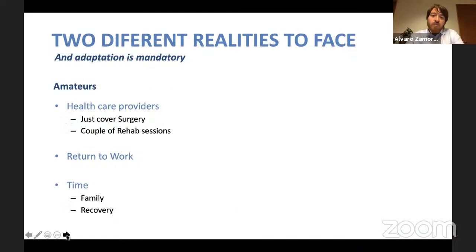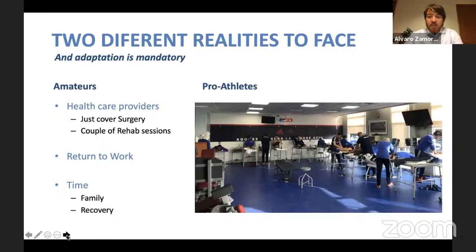And as I told you before, we have two different realities to face, and adaptation is mandatory. For amateur patients, the healthcare providers sometimes just cover surgery and a couple of rehabilitation sessions. The patient is pushing to return to work, and time has to be shared with family and recovery. So maybe that real life is not the same as for pro athletes.